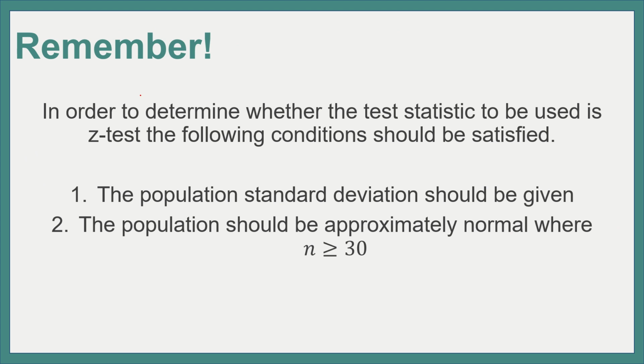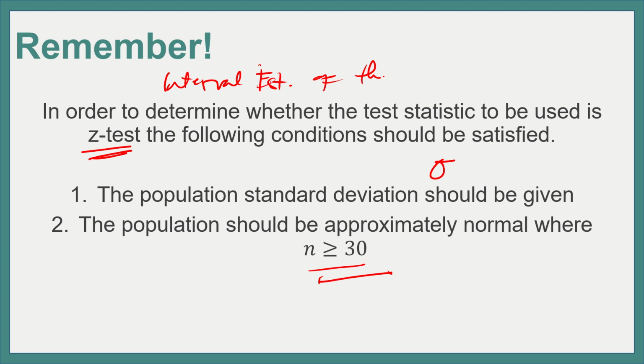So take note. In order to determine whether the test statistic to be used is the z-test, the following conditions should be satisfied. First, the population standard deviation should be given, so we should know the value of sigma, and the population should be approximately normal where our n is greater than 30. In this case, we are performing interval estimation of the population mean when our sigma is known.